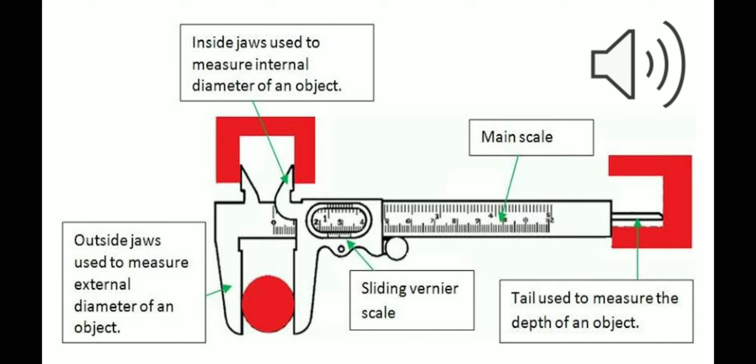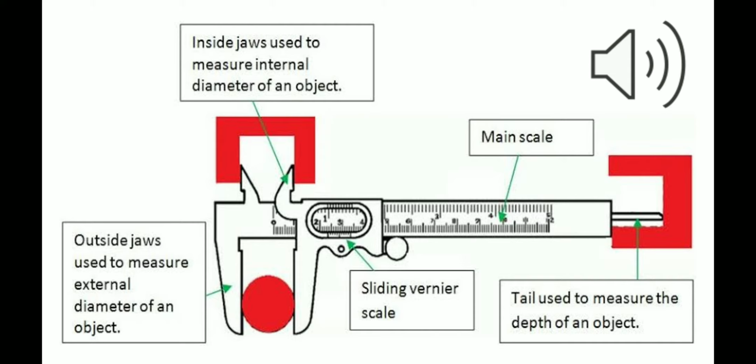Now here in this picture, we can see the red part is the internal jaws, and below, the white part is the outside jaws or the external jaws. And then the main scale, then the vernier scale, and this is the tail or strip. When we open it and close it, the object is kept in between. This outside jaw is used to measure any diameter or any length of any object.